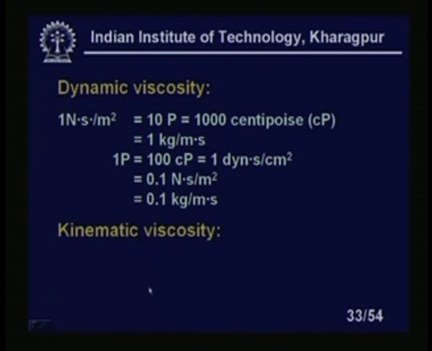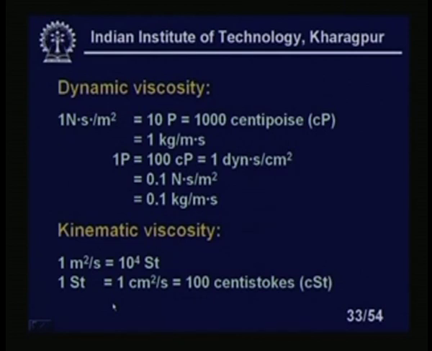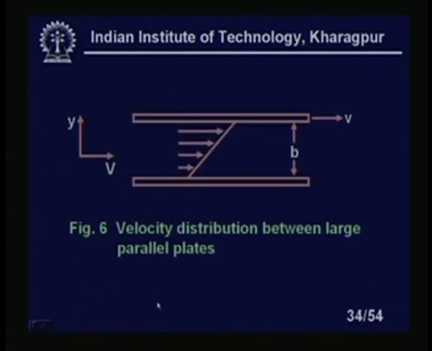And kinematic viscosity is given by 1 meter square per second equal to 10 to the power 4 Stokes. Also, 1 Stoke equal to 1 centimeter square per second equal to 100 centi-Stokes. The unit you will most commonly find in the process industry is the Cp, or centipoise, which is equal to 10 to the minus 4 meter square by second.